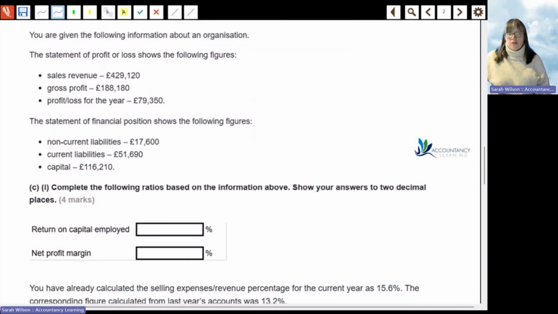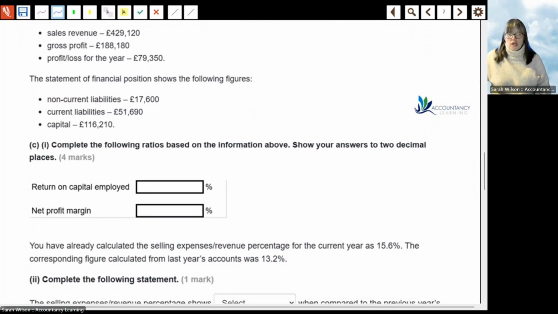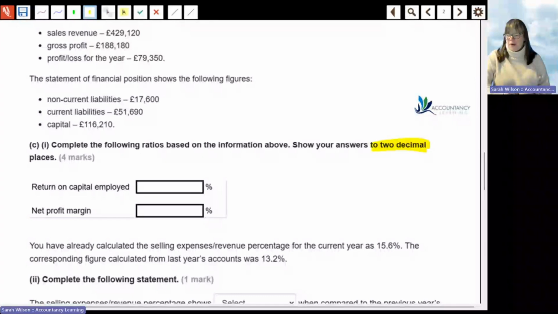Next, you are given the following information about an organisation. The statement of profit or loss shows the following figures, and we're given figures there for revenue, gross profit, and the profit or loss for the year. We're also then given some figures about the statement of financial position for non-current liabilities, current liabilities, and capital. We then need to complete the following ratios based on the information above. Show your answers to 2 decimal places. So we've got a bit of formatting here that we need to do to make sure we pick up our marks in the question.